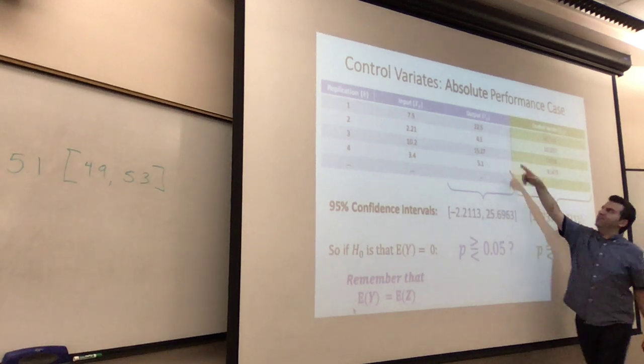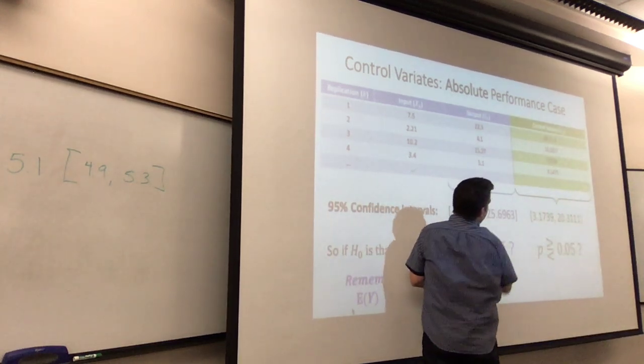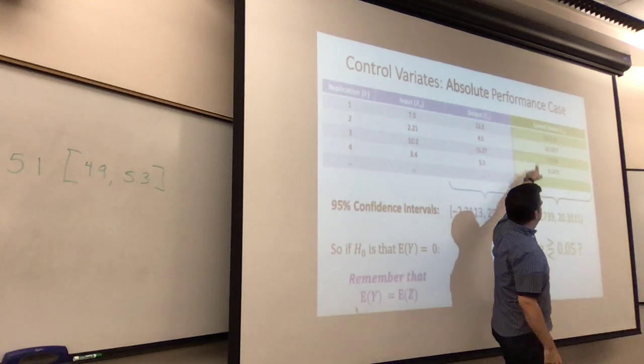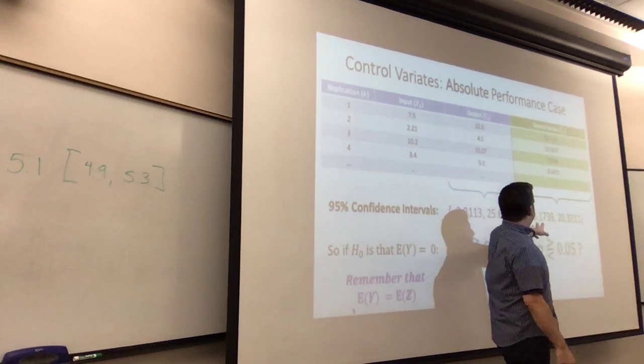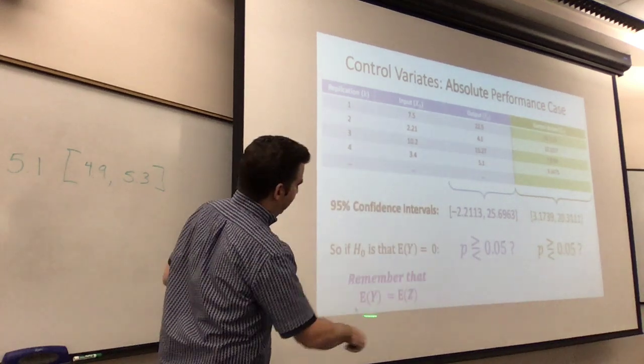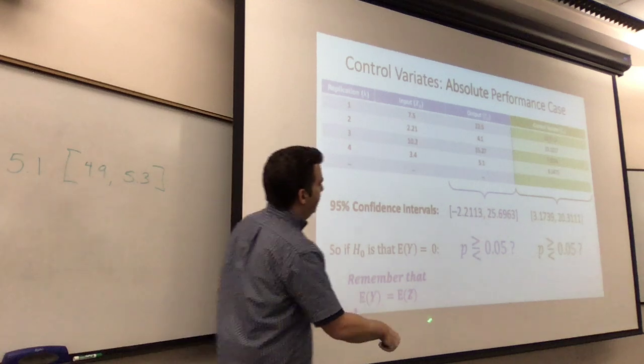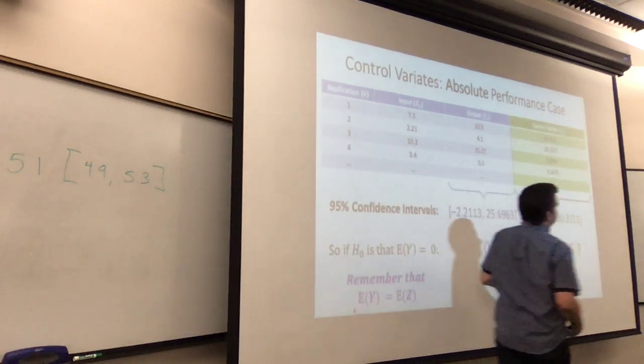And so the confidence interval on the original output goes from -2 to 25. The confidence interval on the control variant goes from 3 to 20. And I know that both of those have the same mean in population terms. And so now I've managed to get a smaller confidence interval.